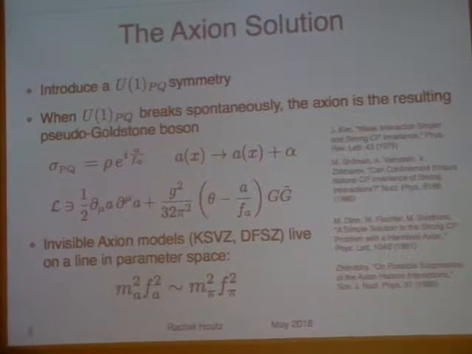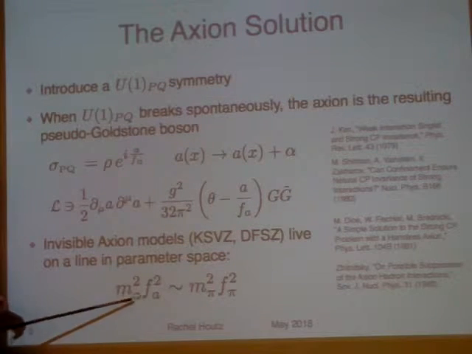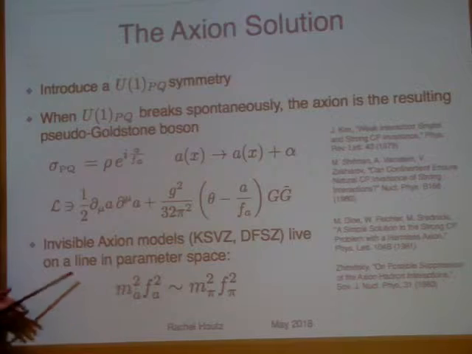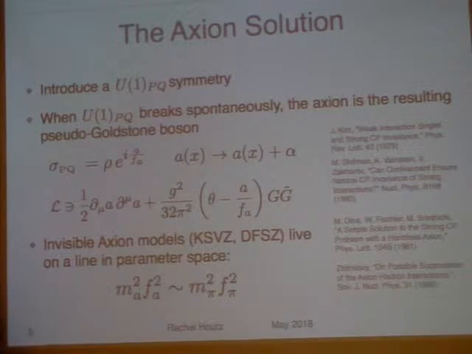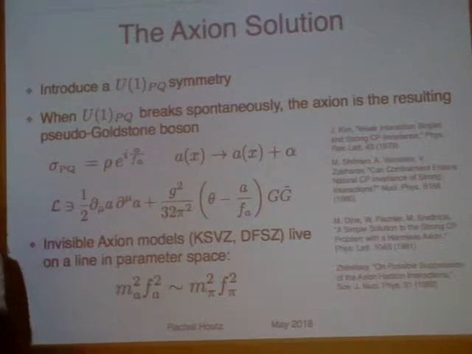Invisible axion models, which are the most typical simple implementation of this, say that axions live on a line in parameter space. The mass of the axion and the decay constant of the axion are related by some constant, like m_pi f_pi.